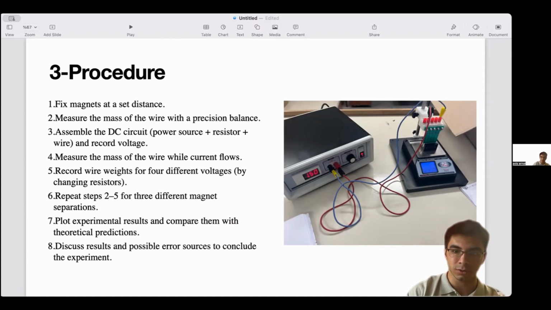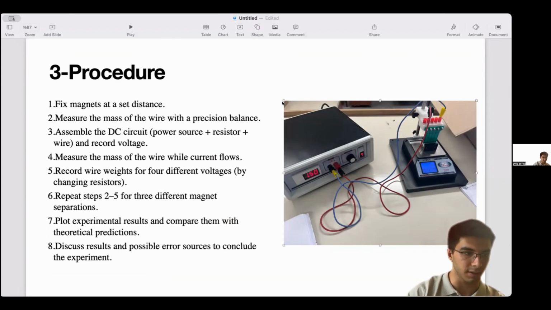Next, I will connect our wire to the power supply. Here you can see the power supply through this resistor. But as you can see, the resistor is inside this setup. You can see the button there. When I change this button, the resistor changes and I get a different current value. By changing resistors, I will vary the current from 0.5 to 5 amperes and observe the force changes. This entire process will be repeated with magnet separations of 1 centimeter and 2.5 centimeters, as you see.